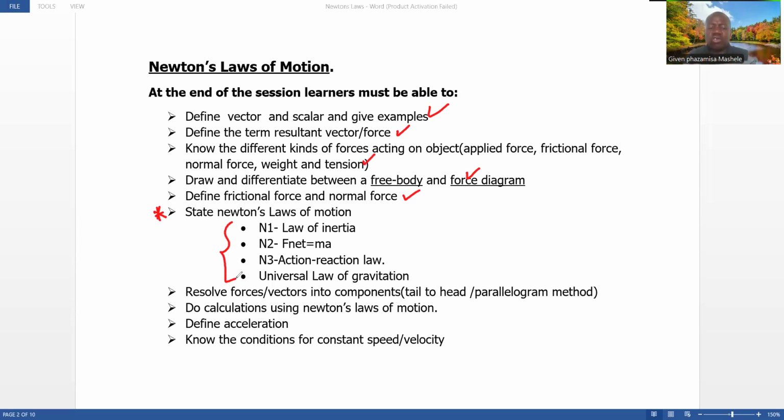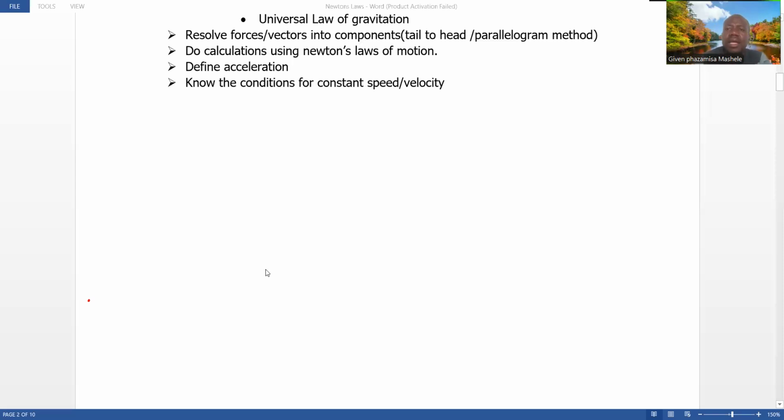Number one, we have Newton's first law of motion, which we call the law of inertia. Then Newton's second law of motion, Newton's third law of motion, and also the universal law of gravitation. You must be able to state these laws, because in the exam they can ask you to state one or two. So make sure that you know how to state the laws. Let's talk about Newton's laws of motion.